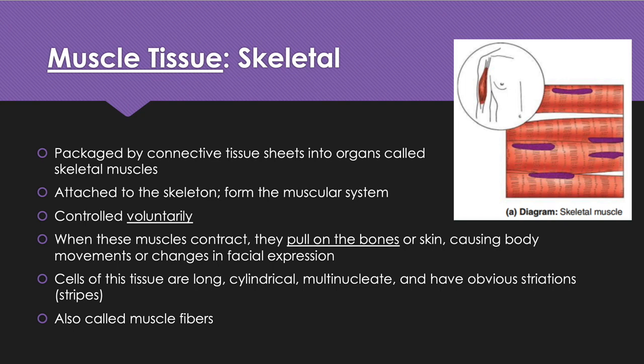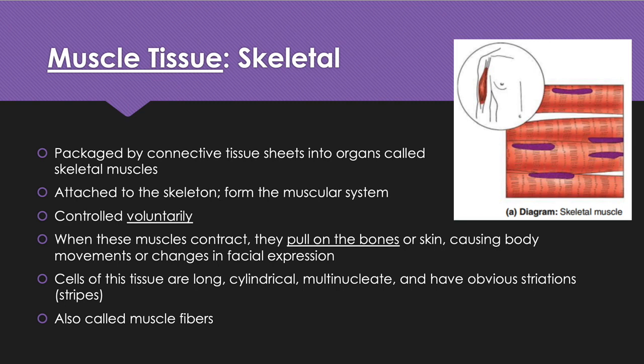These are under voluntary control, meaning that you consciously decide to move them. When your skeletal muscles contract, they actually pull on the bones or on skin to either give you your movements in your body or change your facial expressions. And the cells that make up this kind of tissue are very long and cylinder shaped. Because they're so long and large, they have several nuclei to allow there to be control throughout the entire cell. So that means the cell doesn't have to wait for one message to get from one end all the way to the other end of the cell.